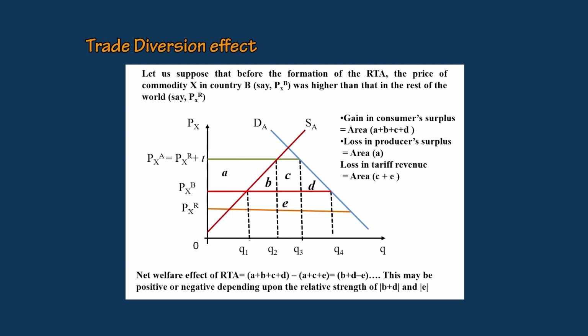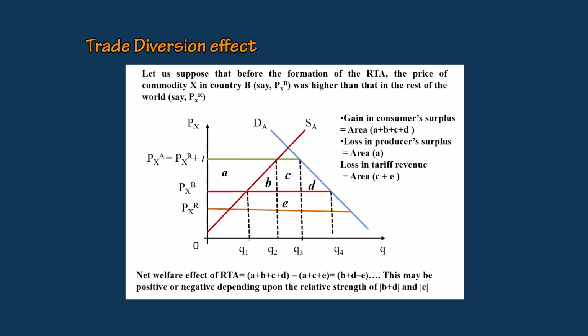And country A imposes a tariff on the price which is existing in the rest of the world. So the price inclusive of tariff in country A is equal to the price existing in the rest of the world plus the tariff. Okay? Now, if country A and country B form one trading bloc, what will happen? Then the price of country A will come equal to the price of country B. Then what will be the gain? Again, the same thing. The gain will be consumer surplus, A plus B plus C plus D. But what will be the loss? The loss will be first the producer surplus, area A, and the revenue loss for the government. That is C plus E.